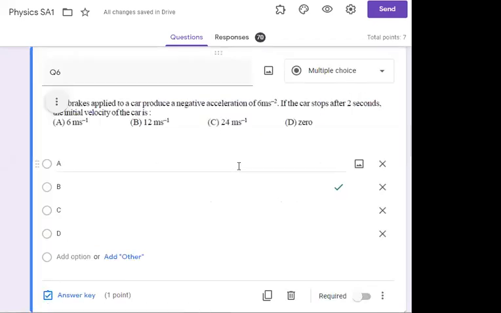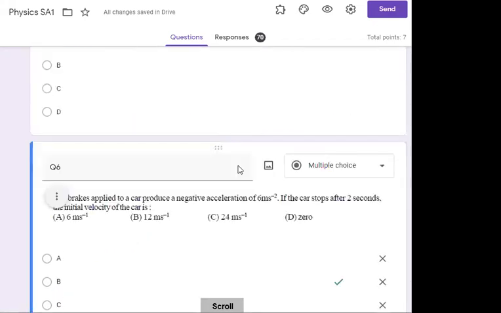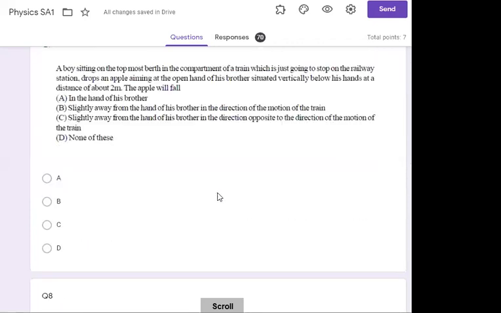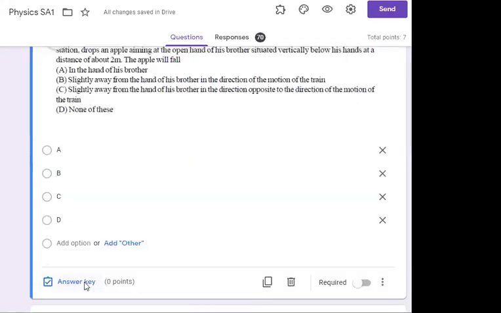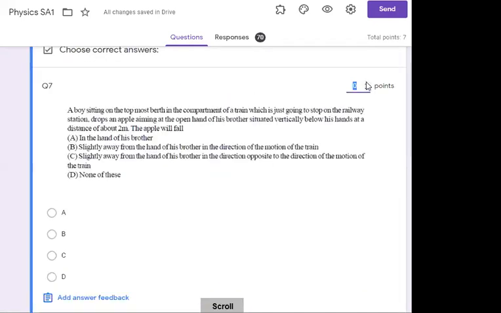So this sixth one we did. Seventh one. Now, seventh one was conceptual, right? Seventh one was conceptual actually. Tell me, a boy sitting on the top of berth in compartment of train which is just going to stop on the railway station drops an apple aiming at the open end of his brother, situated vertically below in his hand, at the distance about 2 meters.